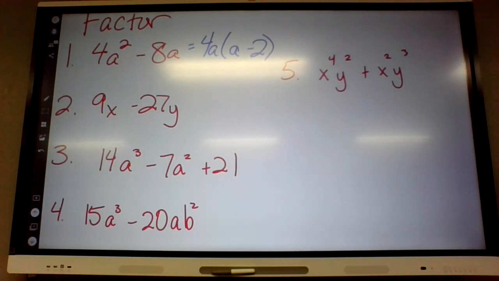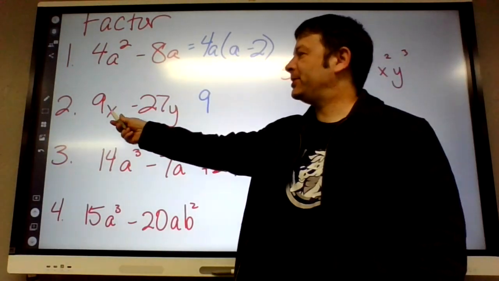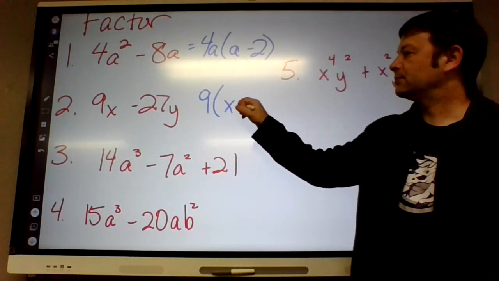Owen, how about number 2? You divide it by 9. No letters this time, right? Because they're so different. So we get x minus 3y.